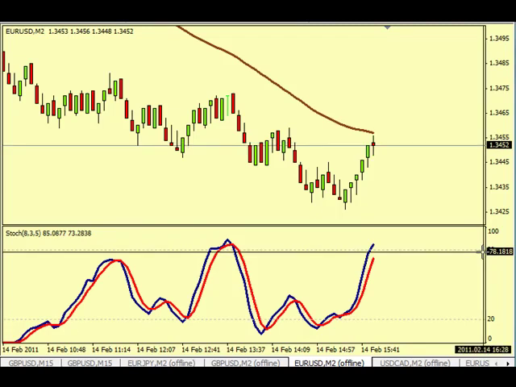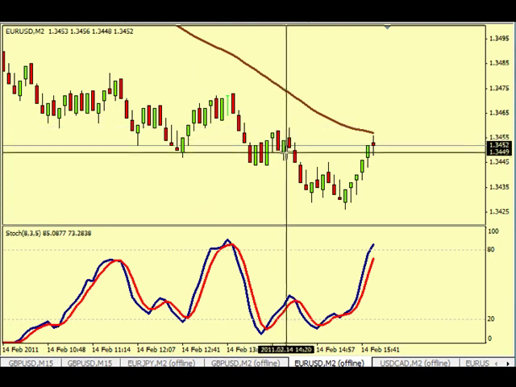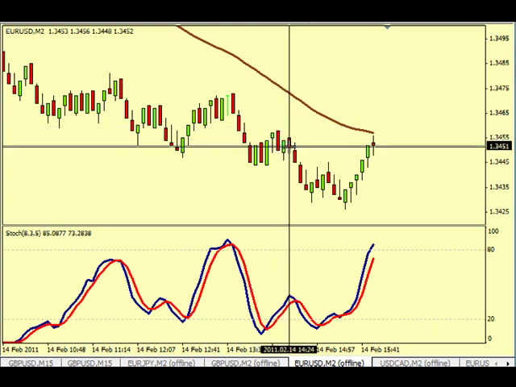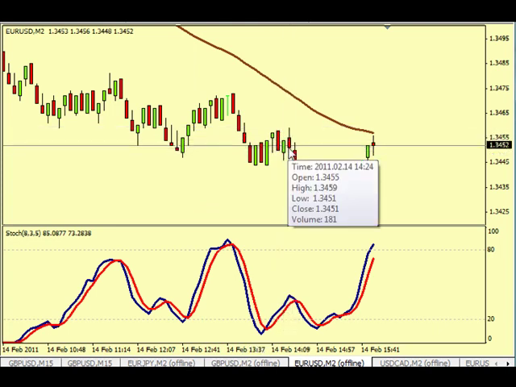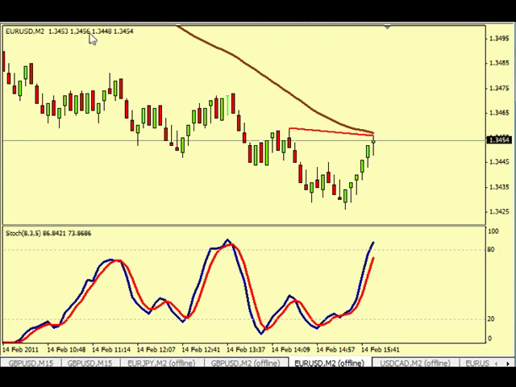Hey guys, just a potential trade setting up here. So this high is 59 and this is 56. So right now we've got a lower high on price and a much higher high on the stochastics.